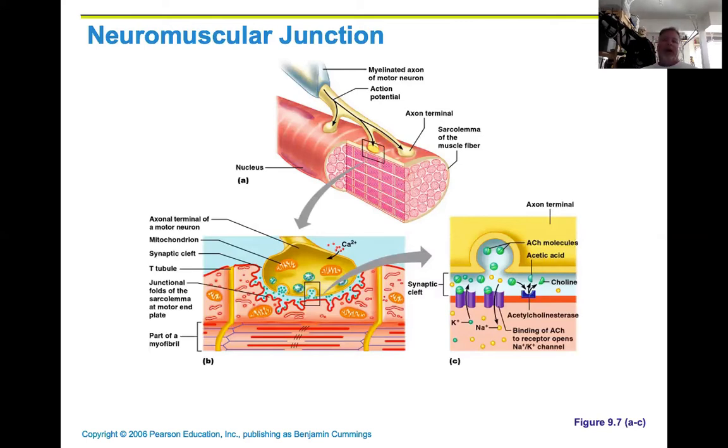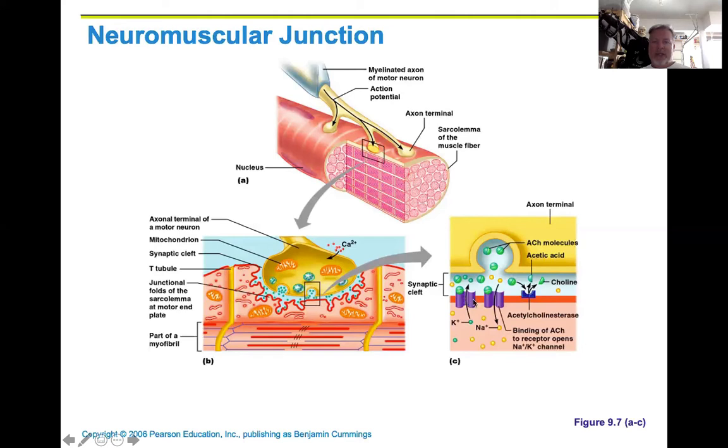So anyway, this releases, oh, that fell, chair. This releases ACH into the synaptic cleft, and this is via exocytosis. I think that was a biology word. The ACH then is going to diffuse across that synaptic cleft to the ACH receptors on the sarcolemma, on that motor end plate, and you can see that's what's happening down here.